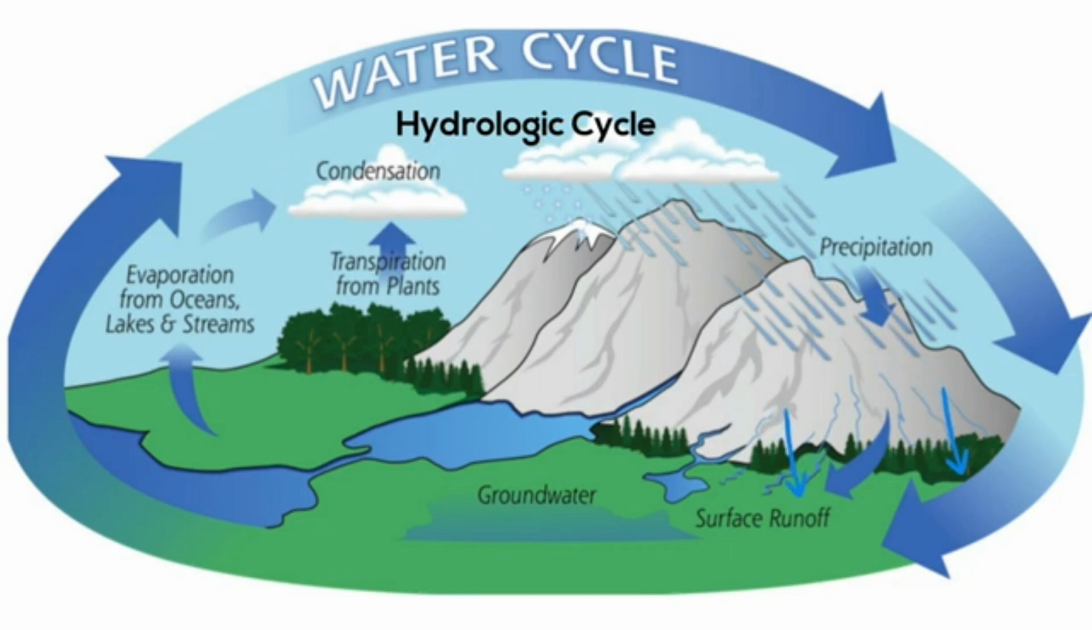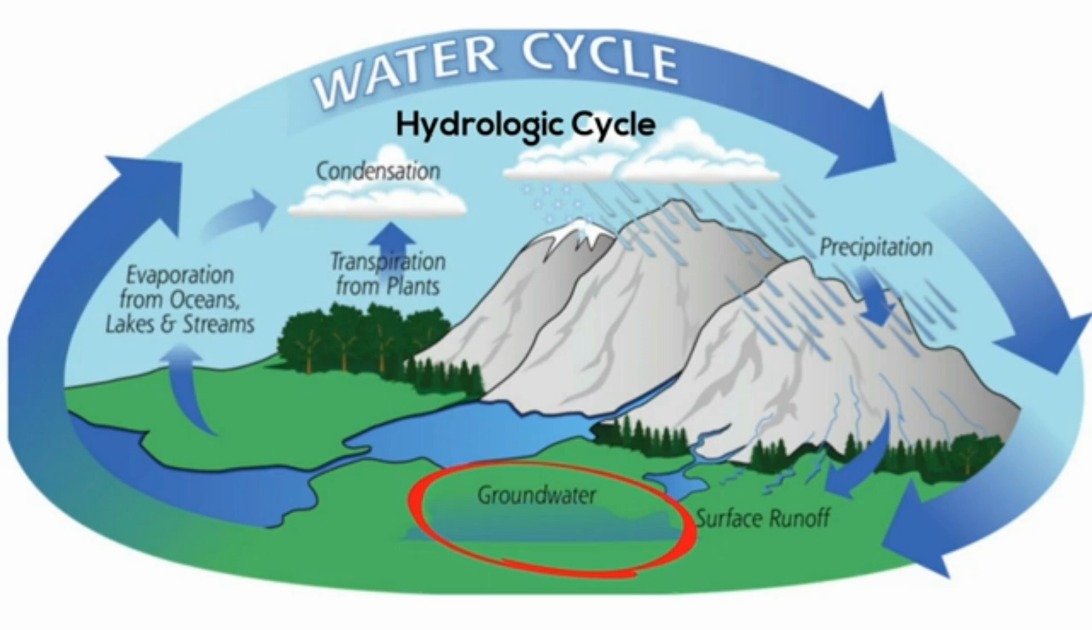Precipitation may take the form of rain, snow, sleet, or hail. Now, once this water reaches the ground, one of two processes may occur. Some of the water may evaporate back into the atmosphere, or the water may penetrate the surface and become groundwater. The groundwater may take several different paths.